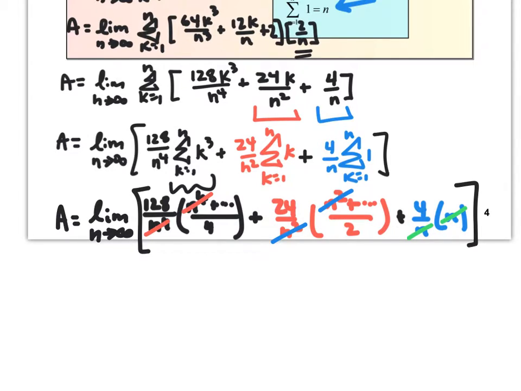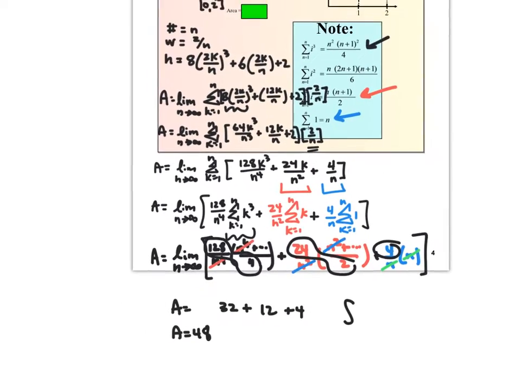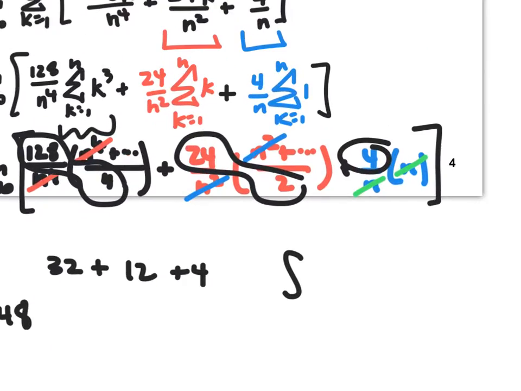and in turn you get this 128 over 4, which is 32, plus 24 over 2, which is 12, plus 4, which I believe gives us an area of 48. You can always check to see if that's true. Take your interval 0 to 2 of your function.